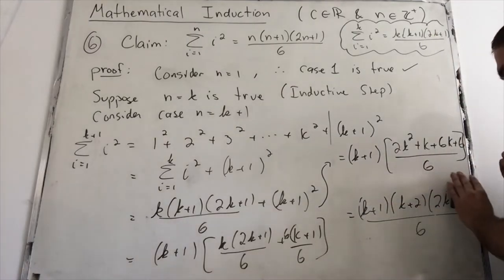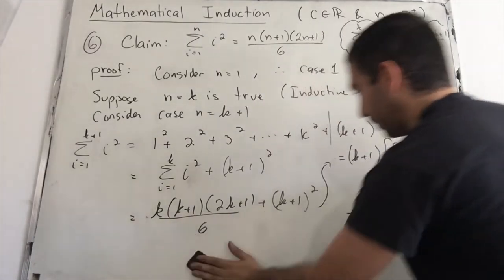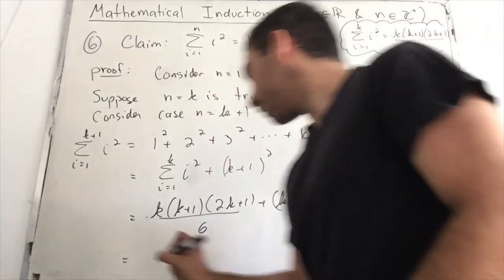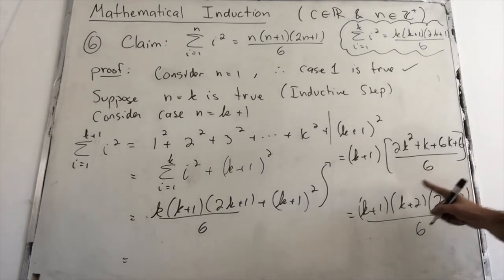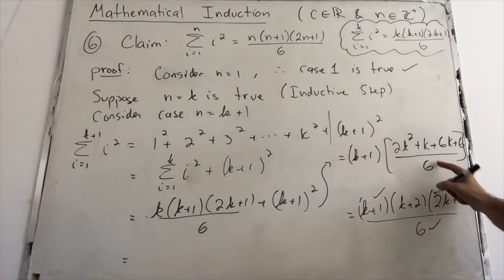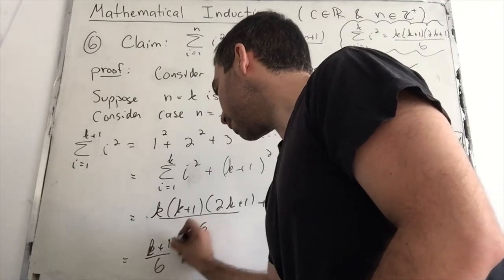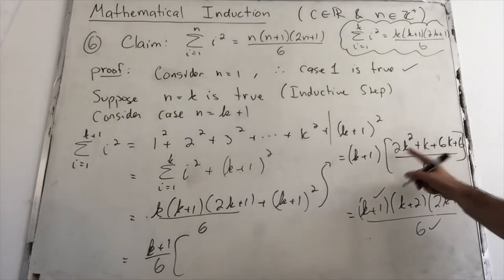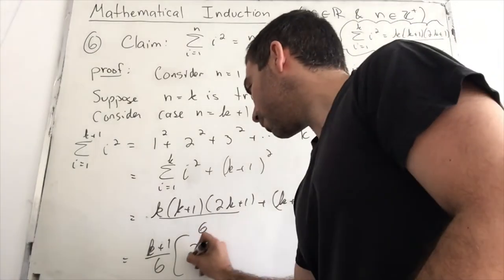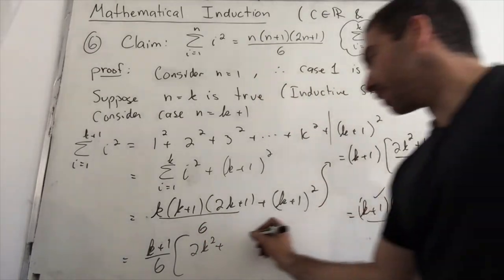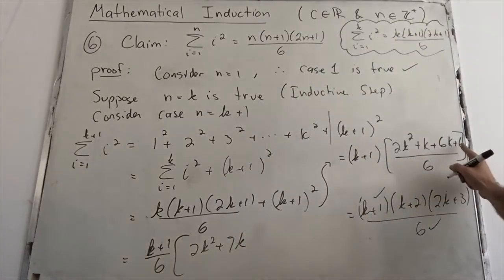I'm just going to have to erase this, give myself some room. So what we're left with here is k plus 1 divided by 6. The fact that we have the k plus 1, that's good. We have the 6, that's good. Let's pull that out: k plus 1 over 6. And what are we left with in the bracket? We're left with 2k squared plus k plus 6k is 7k, and plus 6.